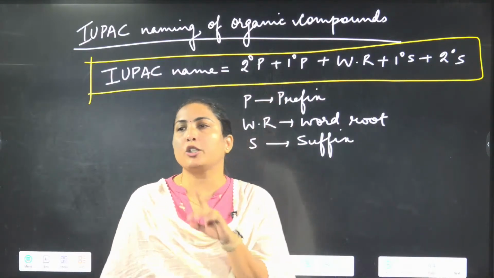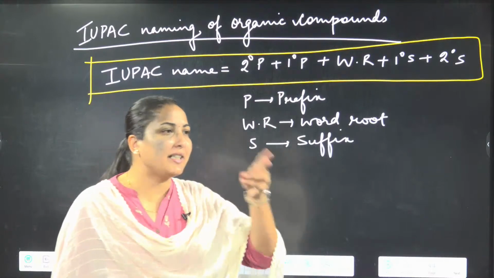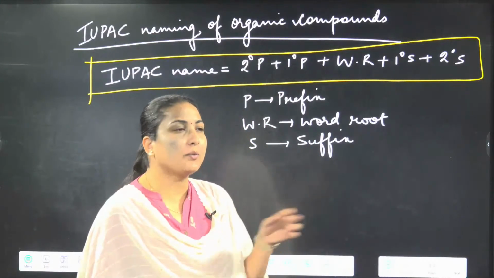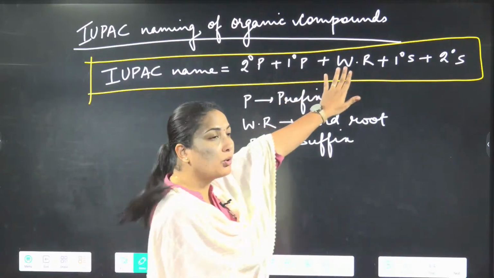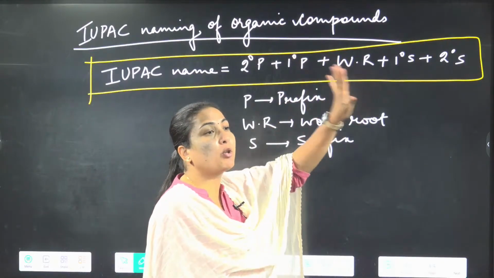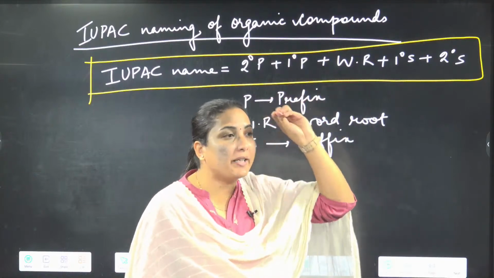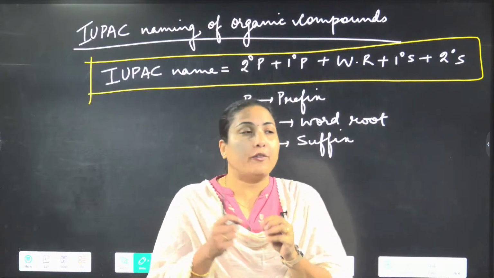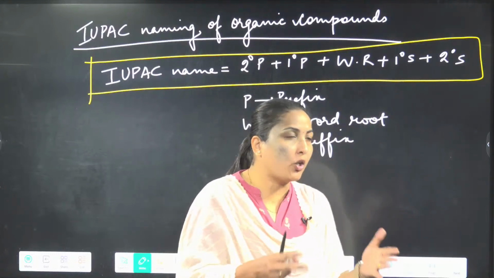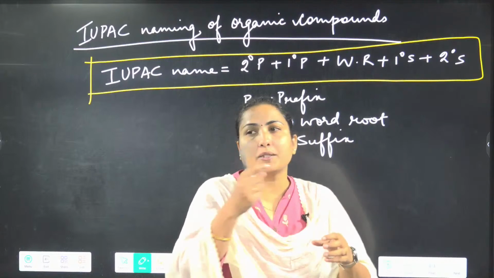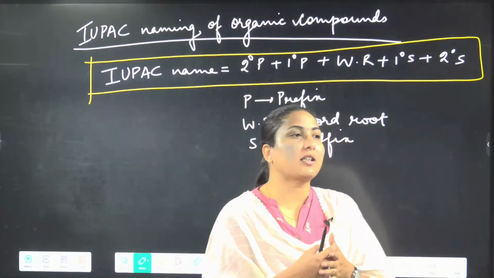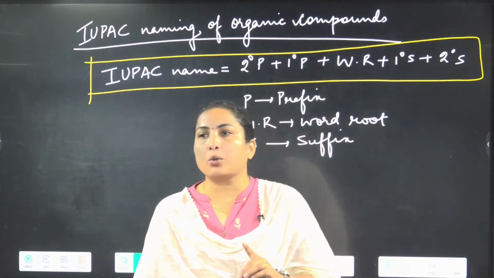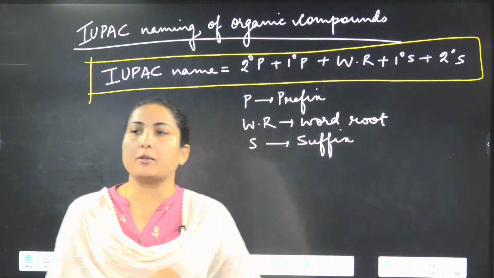1-degree prefix is going to distinguish between cyclic and acyclic compound. If it is cyclic, then only use this cyclo. Otherwise, you don't use it. Word root is going to tell you about the number of carbon atoms present in the parent chain. 1-degree suffix is going to tell you whether it is saturated or unsaturated, meaning whether carbon single bond, carbon double bond, or carbon triple bond is there. Secondary suffix is going to tell you about the functional group. Are we clear about this, everyone?